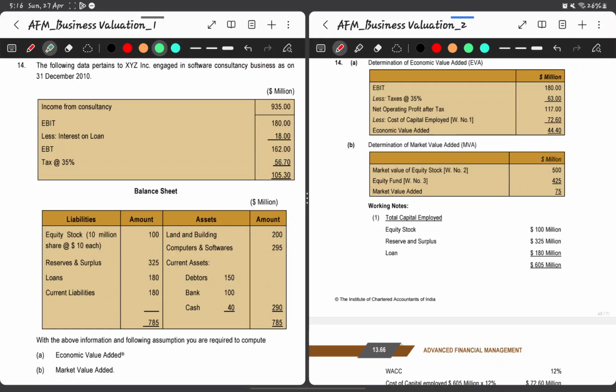ICAI students, let's revise CFI and AFM. Chapter 13 Business Valuation. Practical question 14. The following data pertains to XYZ Inc.